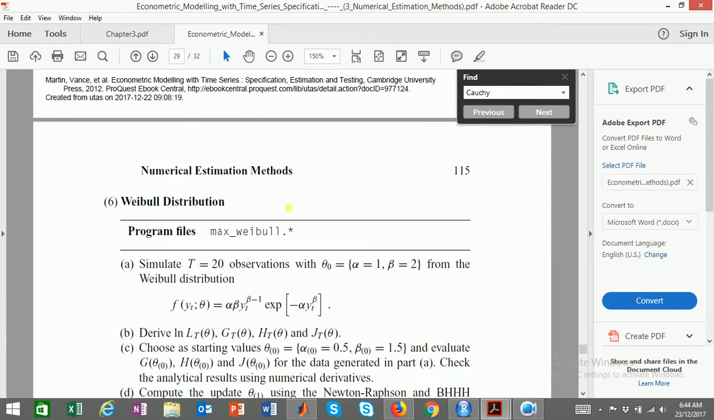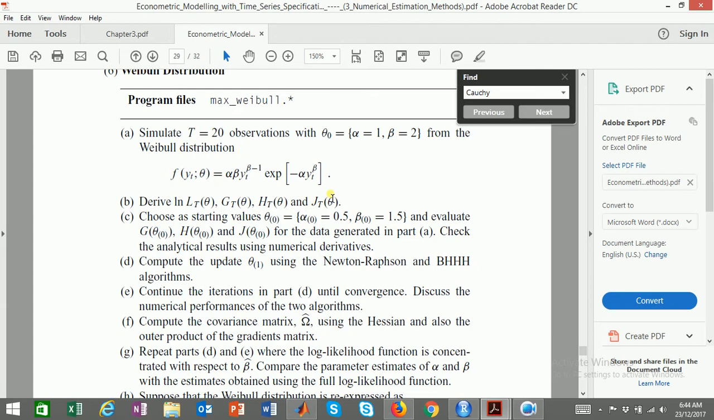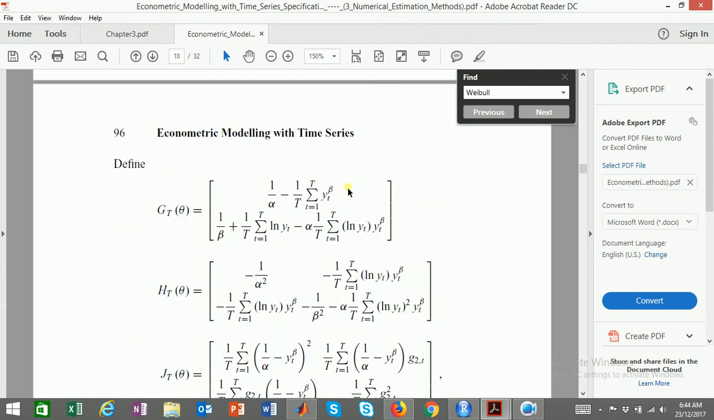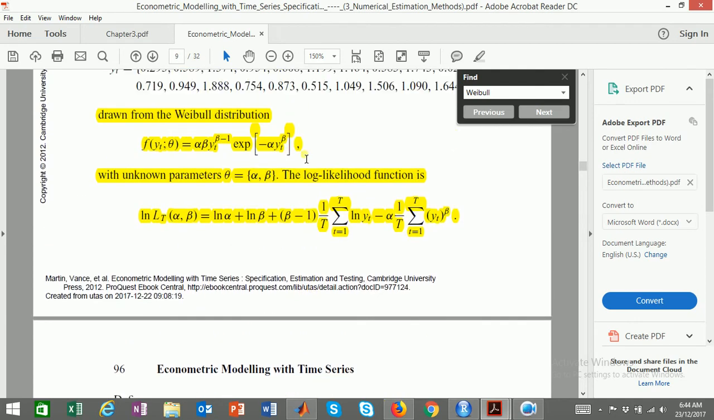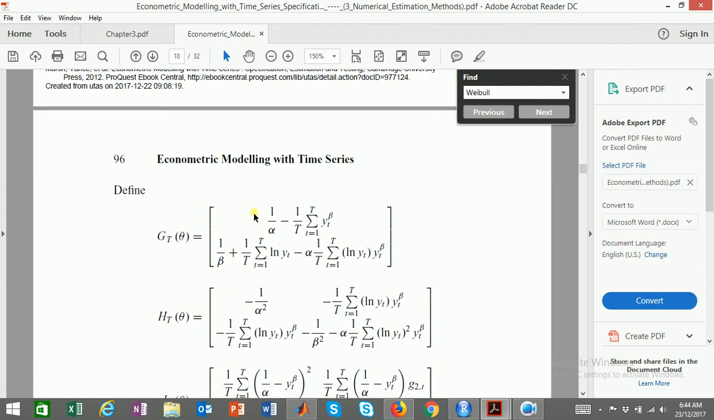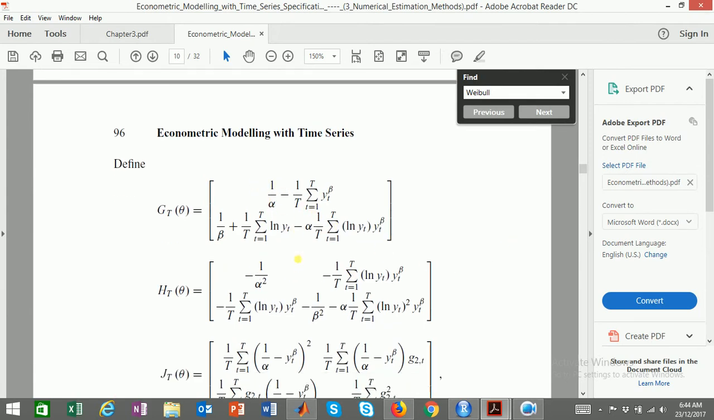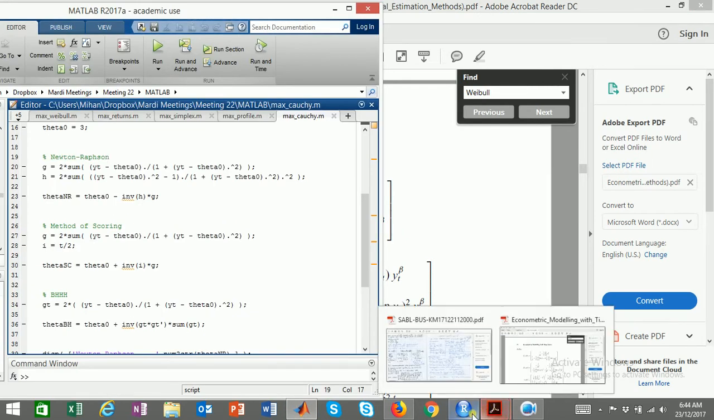Then I think the next problem is, this was page 9, Cauchy, and then comes the Weibull distribution. Okay, for the Weibull distribution we know the gradient, this is the equation where the log likelihood function looks like this. We have the gradient, I think we have already discussed it slightly. We have the Hessian. So what happens in a Weibull distribution?